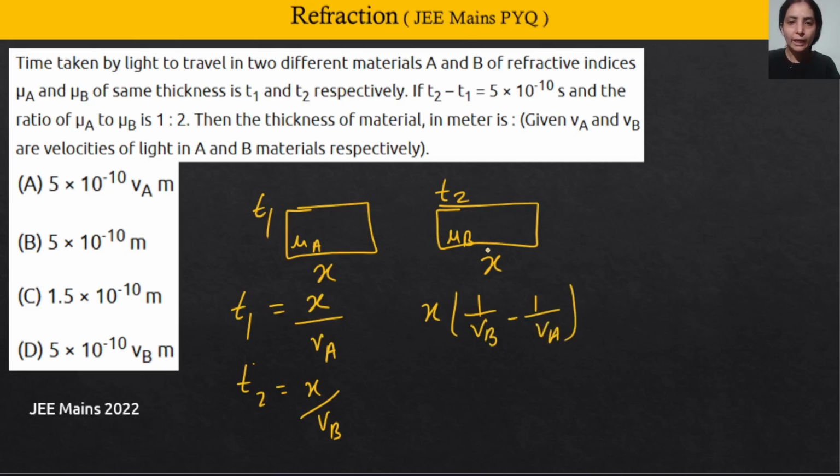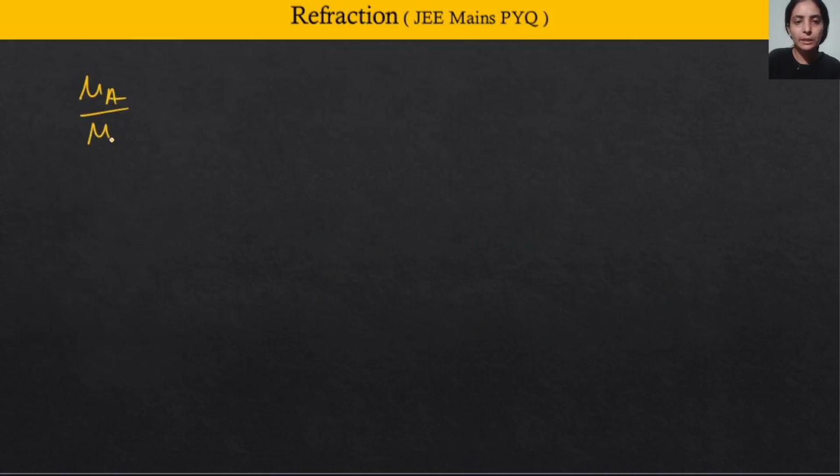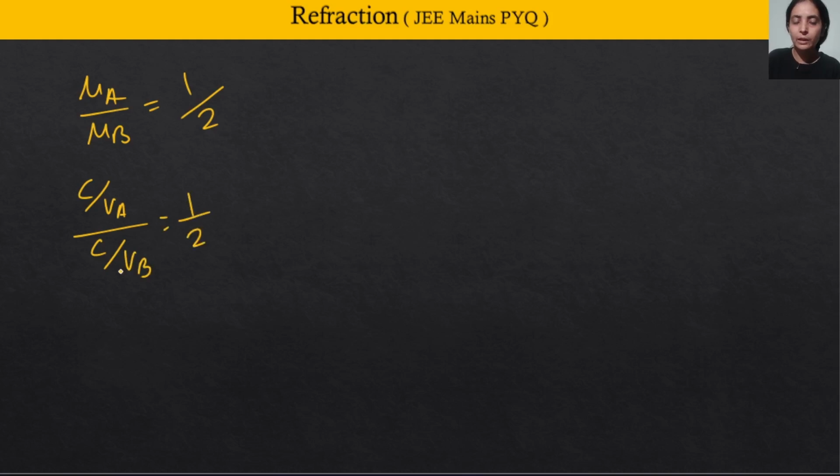Okay. What we have to calculate is this x, and what is given here? This is given as 5 into 10 to the power minus 10. What else can we do? One more thing is given: mu a to mu b is 1:2. So what will mu a by mu b be? This is 1:2. Mu a can be written as C by VA, and mu b can be written as C by VB. This is half. Okay, it means VB by VA is equal to half. So VB by VA is half.